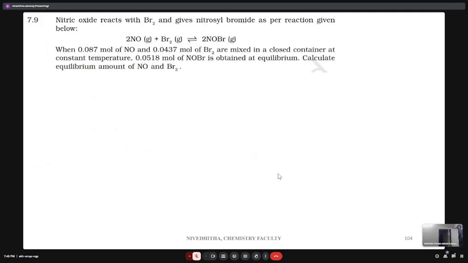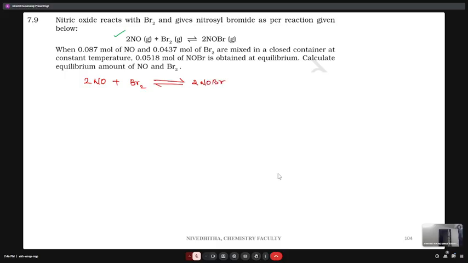Nitric oxide, whose formula is NO, reacts with Br2 to give nitrosyl bromide as per the reaction given below. Whenever the reaction or the equation is given, please make sure the equation is balanced. Is it a balanced equation? Yes, ma'am. Okay, right. We take this equation as such. 2 moles of nitric oxide is reacting with 1 mole of bromine to give 2 moles of nitrosyl bromide.